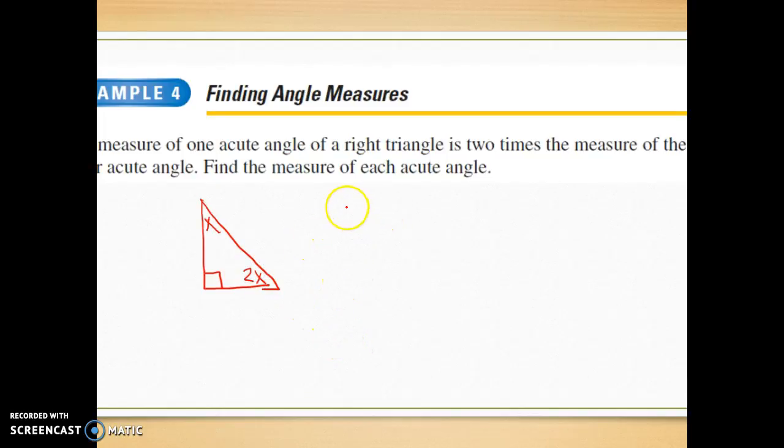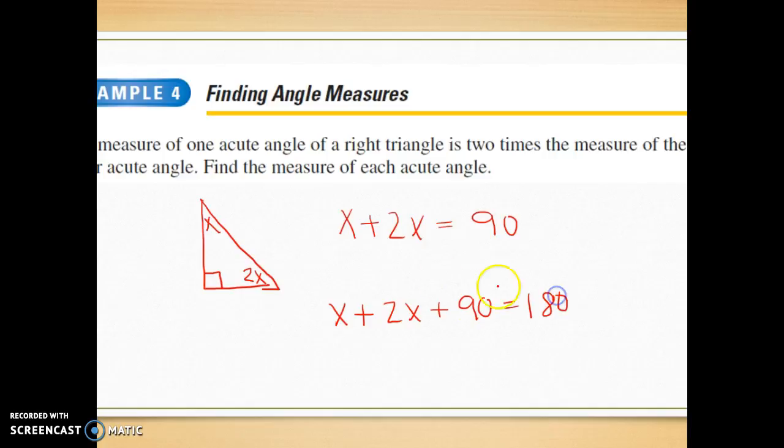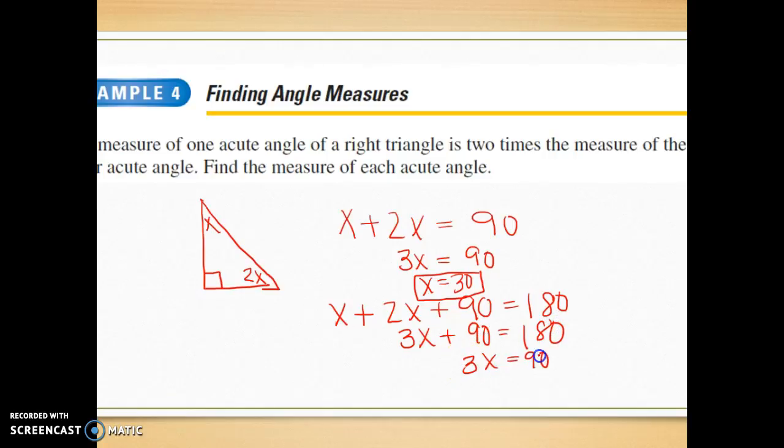There are two ways we can do this. Again, we just said that the two acute angles have to equal 90 degrees, or we can say all three together have to equal 180. Either way, we wind up with 3x equals 90, therefore x equals 30. So either way we get the same answer. Alright, and that's it for the first section.